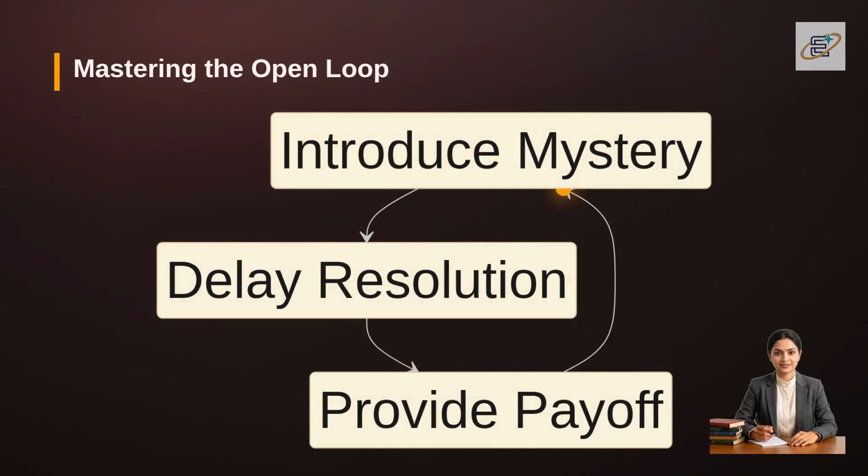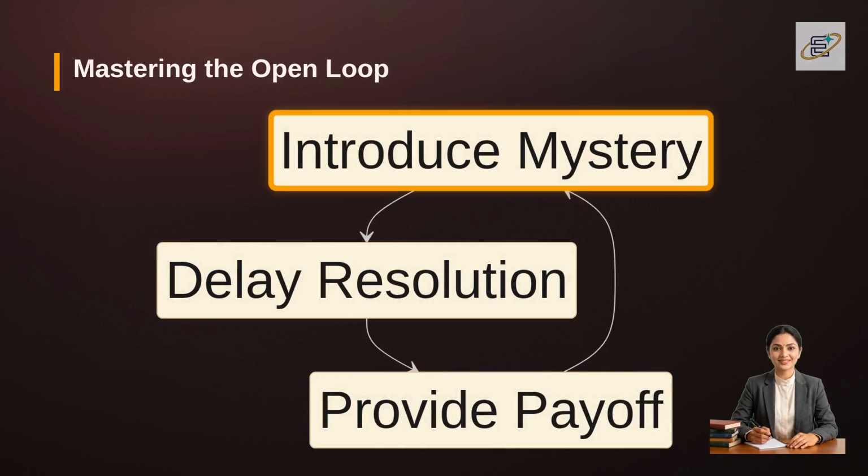You use a storytelling technique called an open loop. The process begins when you introduce a mystery or a compelling question. This is the opening of the loop. Human brains hate unresolved patterns. When you open a loop, you create a psychological itch that the viewer feels compelled to scratch.